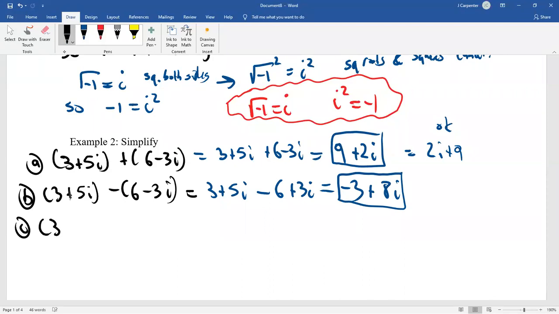Next up, same pair of numbers, 3 plus 5i. And I bet you can guess what I'm going to do. If I went plus and then minus, then 6 minus 3i.